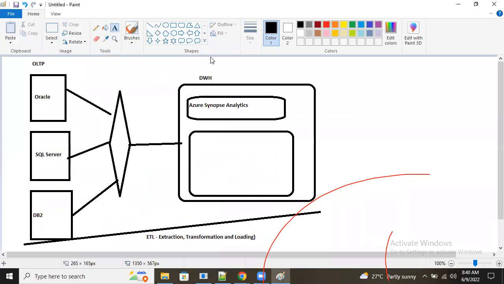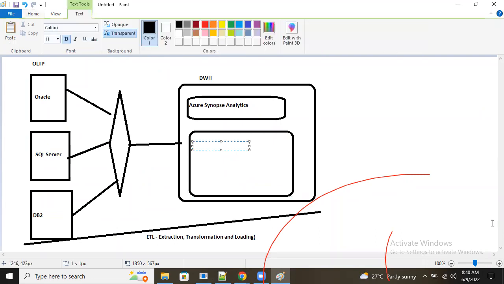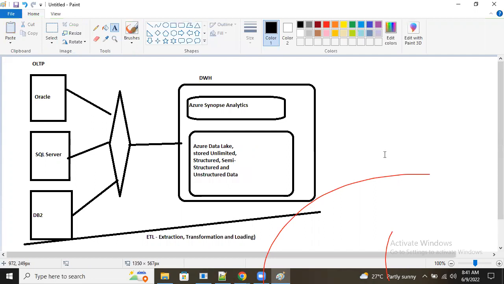See, this is also a data warehousing, right? Yes. Data lake, Azure Data Lake, where it stores unlimited semi-structured, structured, and unstructured data. Right. Okay, so this is your data warehousing system.